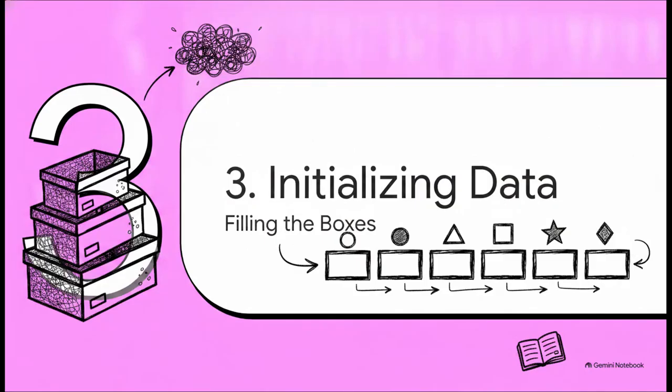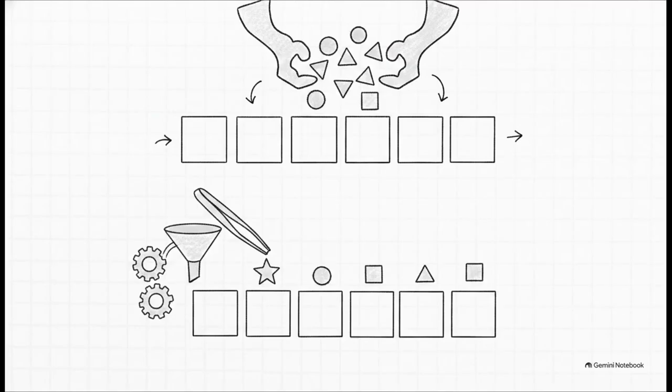All right, Section 3, initializing and inputting data, filling the boxes. Now that our storage boxes are built and correctly indexed, how do we get data into them? Well, you've got options. You can use direct block initialization to declare a whole list of known values right out of the gate, wrapped in curly braces.